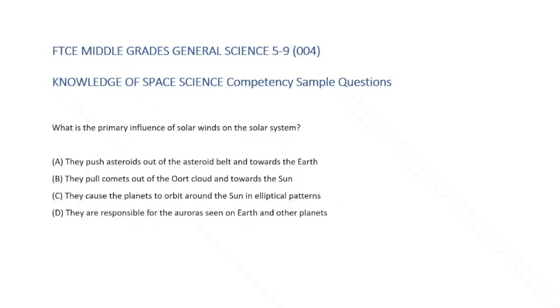What is the primary influence of solar winds on the solar system? Here we want to pay close attention to primary influence, the word solar winds in reference to the solar system as we look at these answer choices. A, they push asteroids out of the asteroid belt and towards the Earth. B, they pull comets out of the Oort cloud and towards the sun. C, they cause the planets to orbit around the sun in elliptical patterns. D, they are responsible for the auroras seen on Earth and other planets.